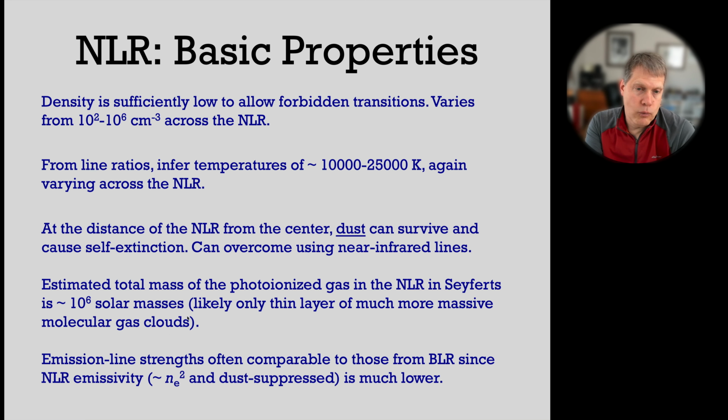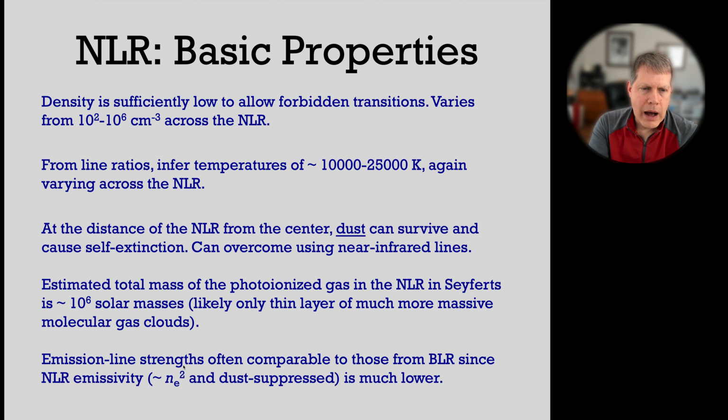Okay. Remarkably, however, and I want to point this out, the emission line strengths from the narrow line region, even though they're coming from, again, of order 1 million solar masses worth of gas, are often comparable to those from the broad line region. And you will remember that the broad line region is thought to be made by orders of magnitude less gas than this. The broad line region may come from 10 or 100 solar masses of gas. Again, that's the photoionized gas actively emitting.